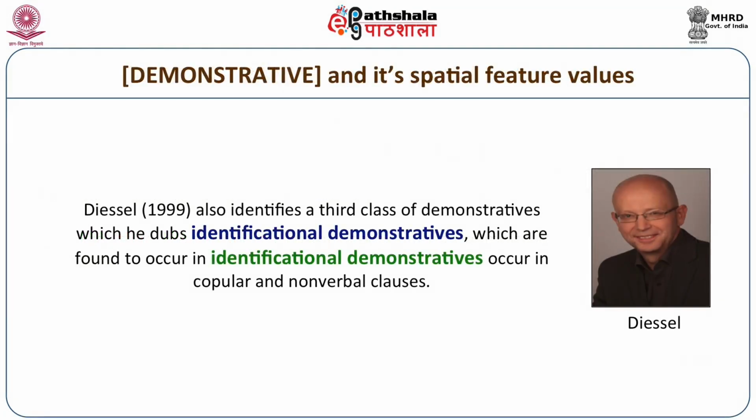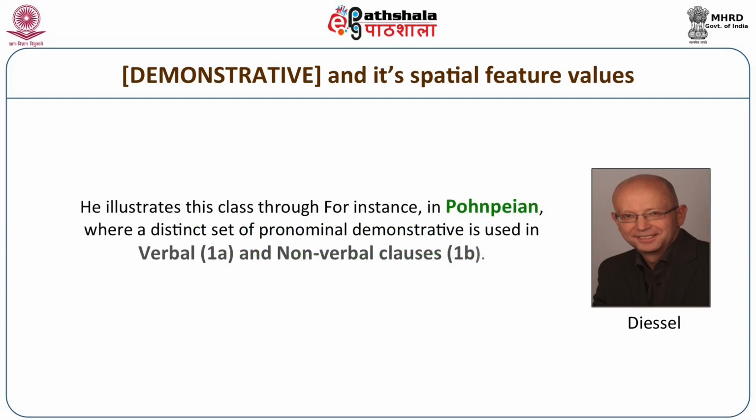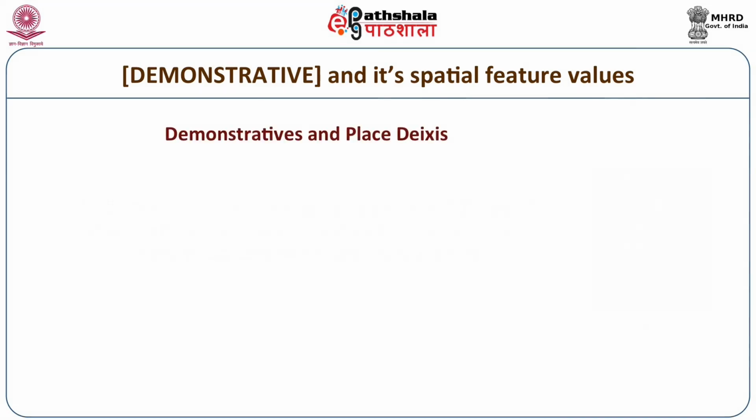There is also a third class of demonstrative, as proposed by Diessel 1999, what he calls identificational demonstratives, which are found to occur in copula and non-verbal clauses. He illustrates this class through Pohnpeian, where a distinct set of pronominal demonstratives is used in verbal and non-verbal clauses. Demonstratives indicate essentially place deixis.